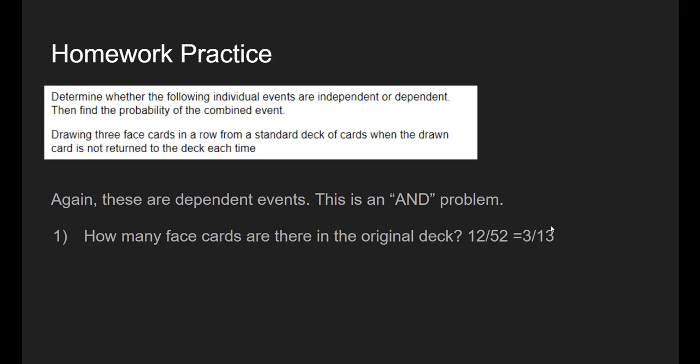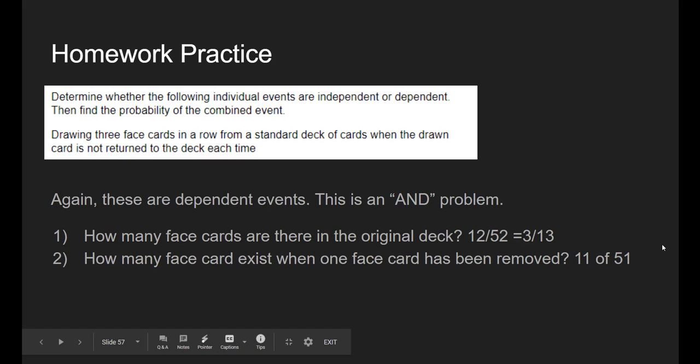Now, instead of multiplying that times itself 3 times, I have to keep in mind that these are dependent events. If they were independent, I would just multiply 3 over 13 times itself 3 times. But I can't do that here because this is without replacement, so the second draw depends on the first one. Now there are only 11 face cards left in the deck, and only 51 cards left in the deck. So the probability of drawing a face card after you've already drawn a face card would be 11 out of 51. So notice that that was conditional. In dependent cases, you must think about what happened before.